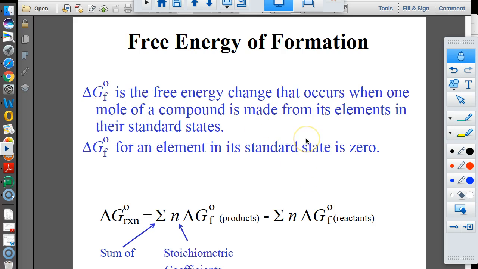Gibbs free energy for an element in its standard state is zero. Kind of like, I'm trying to remember, we had done the enthalpy values of formation were zero for elements in their standard state. It's the same idea. So standard state for thermodynamics is 25 degrees Celsius, at 1 atm. STP for gases is 0 degrees Celsius.